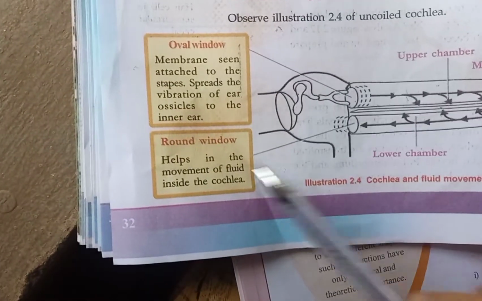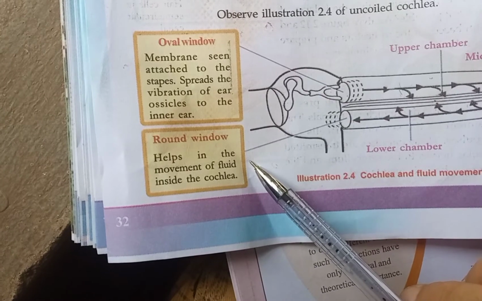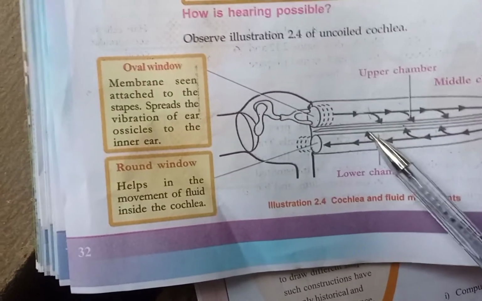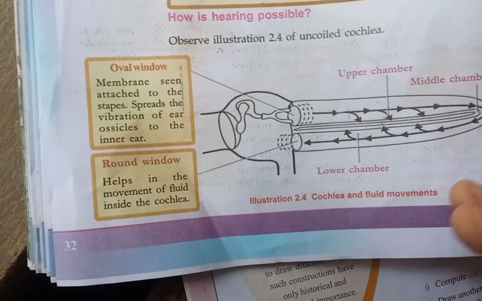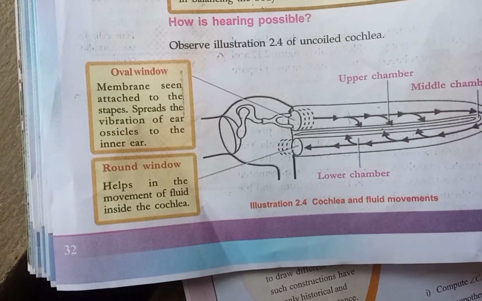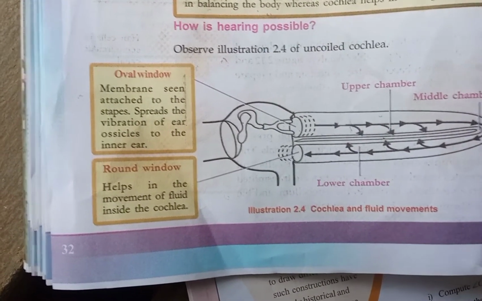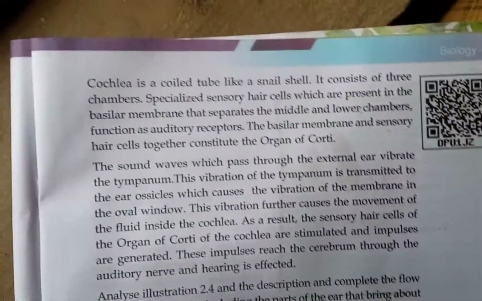Round window, what is it doing? It helps in the movement of fluid inside the cochlea. Inside the cochlea, fluid is there. That fluid is vibrating. If the fluid vibrates, stimulus is produced according to the sound. Understood? Next, look. Page number 33.